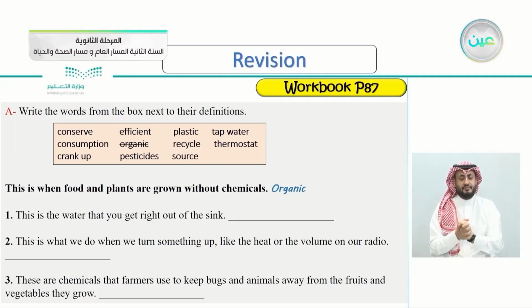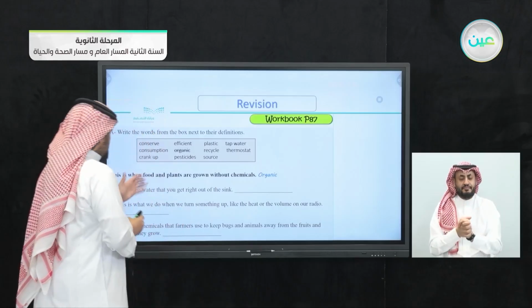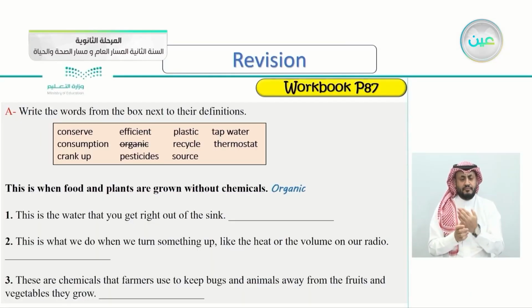This is when food and plants are grown without chemicals, and the answer here is organic. Organic food is food that is grown without any interference of chemicals. So before we do that, let's read the words here.